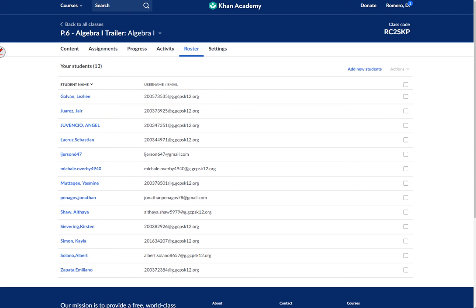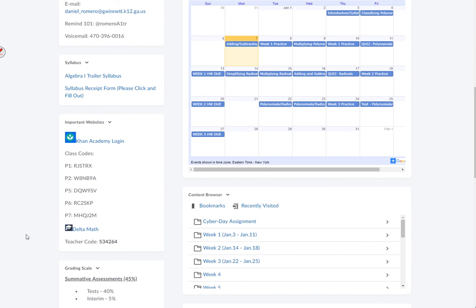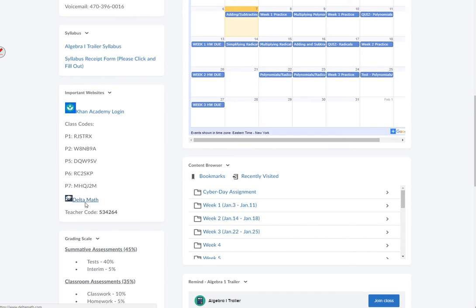Then the only other thing I need you to do is go, and you don't have to do any special thing with G Suite, but this is going to be for the second week. I know for sure we have an assignment from here. Go back to my page and click on Delta Math. This is for everybody, even if you were in my class last term, because you don't have this account.